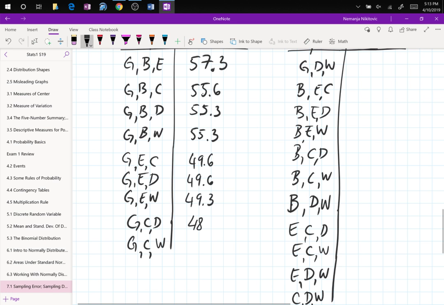GCW, that's 72 plus 36 plus 30. That's the same number of 48, right? Because the same values are used. No? That's 35. It's 47.6. 47.6, okay. And I'll just put over here lots of numbers.